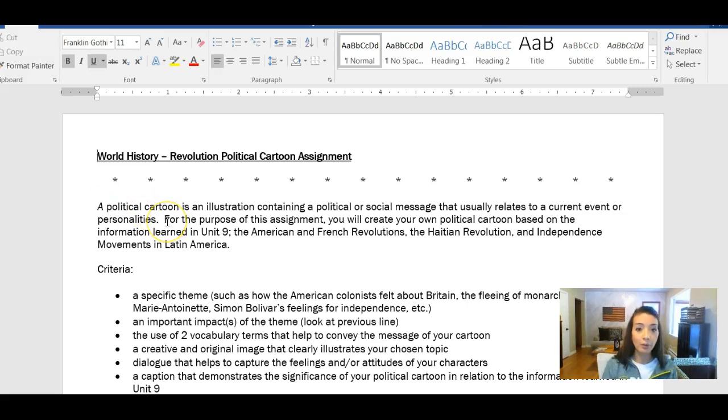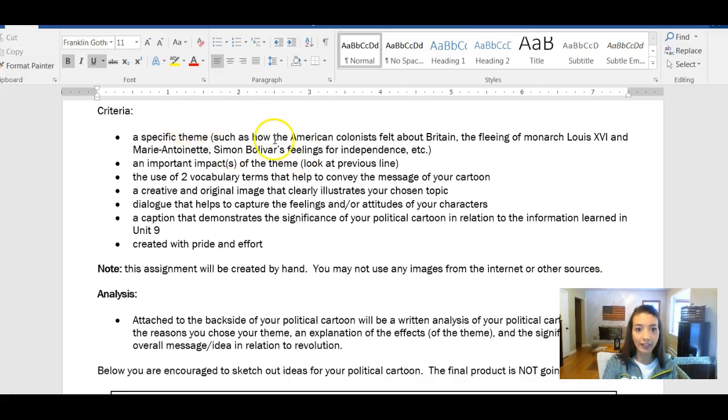So I said here, for the purpose of this assignment, you will create your own political cartoon based on the information learned in Unit 9. So the American and French Revolutions, the Haitian Revolution, and then there are several different independence movements that happened in Latin America that you also learned about. Okay? So first, starting with a theme. I want you to make sure that what you draw and what you write about is very focused. It's about one part, one feeling, one thing that happened in one of the revolutions.